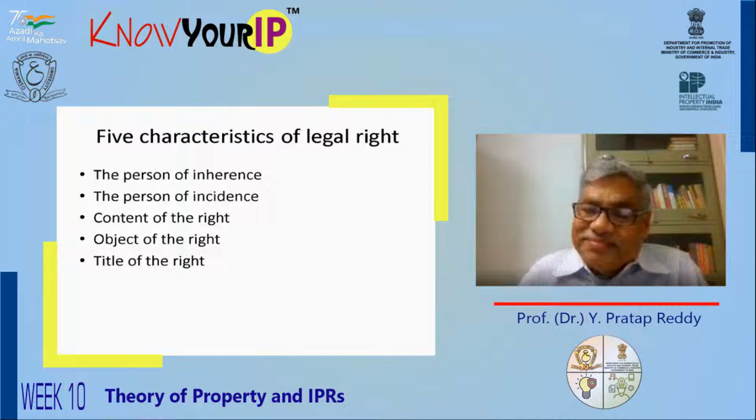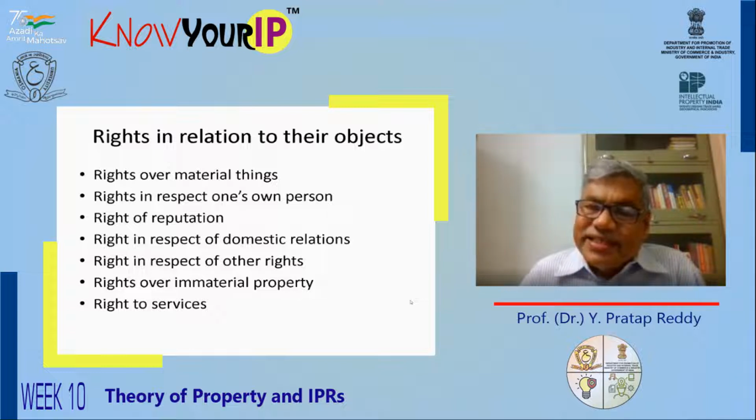Then what is the object of the right? That is subject matter of the right, in other words. What is the subject matter of the right? The thing to which this act or omission relates. If that act or omission relates to something, what is that something? That is the subject matter of right. If it is ownership right, like lands or buildings, buildings become the object of the right, subject matter of the right. Then the title of the right is the source of the right, the source from which right is derived. So these are the 5 essential characteristics of legal right in Salmond's analysis.